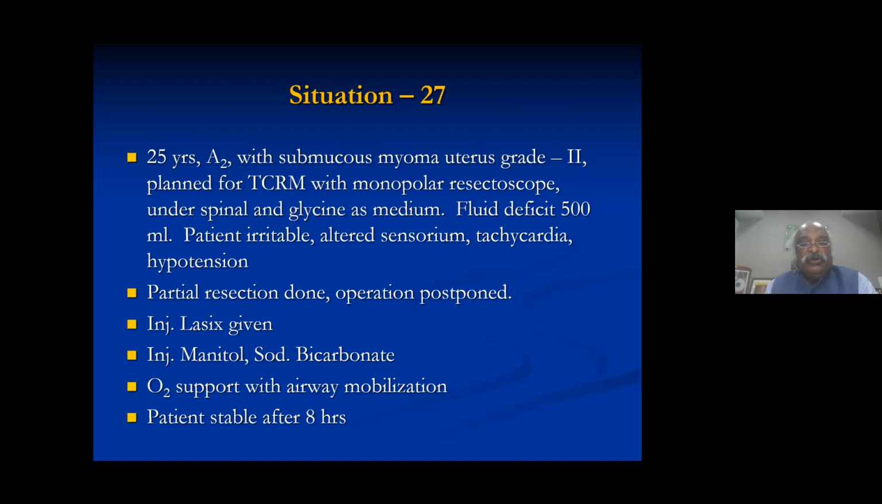25 years, abortion 2 with submucous myoma, uterus grade 2, planned for transcervical resection of myoma, hysteroscopic resection with monopolar resectoscope. I'm talking about 15 years back when I was using a monopolar resectoscope, under spinal, with glycine as the medium. The fluid deficit was 500 ml only. I'm very cautious above 500 ml, not going to 750.